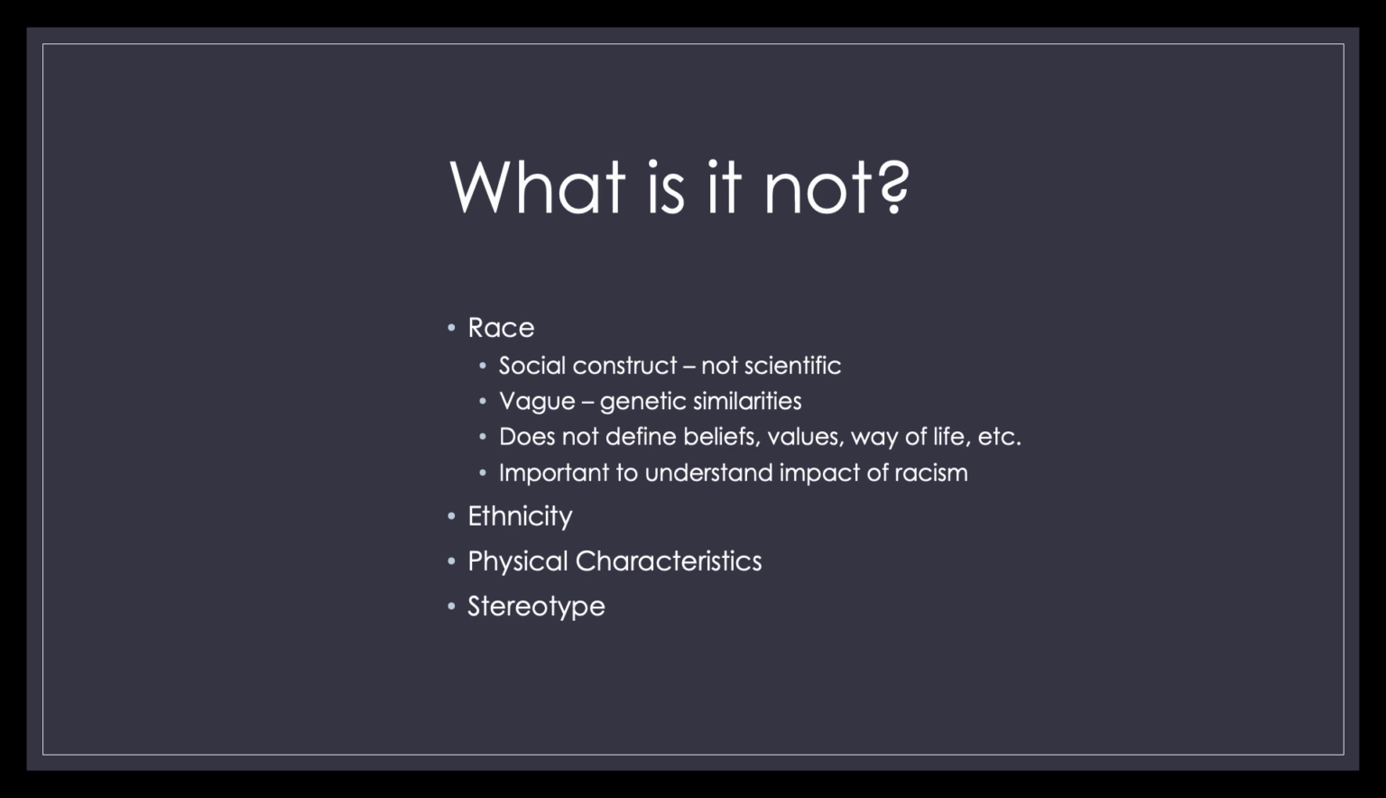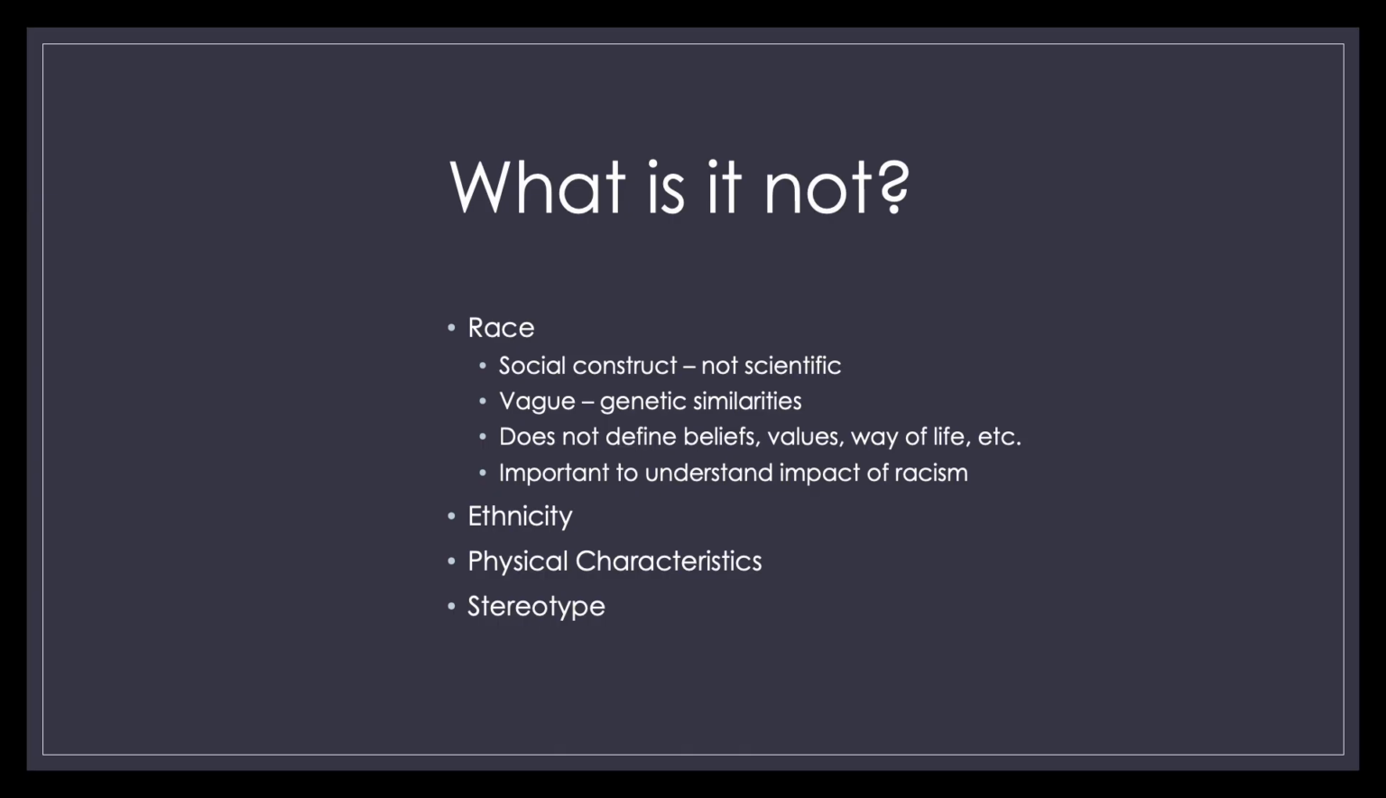So what is it not? Culture and race are not synonymous. Race is actually a social construct and not a scientific grouping or definition. Instead, race is really a vague way of grouping individuals that have genetic similarities. It does not define beliefs, values, or a way of life, and it's really important to understand the impact of racism while also acknowledging that race in and of itself is not culture. So you cannot say that individuals of a certain race behave, believe, interact, or engage in a certain way.